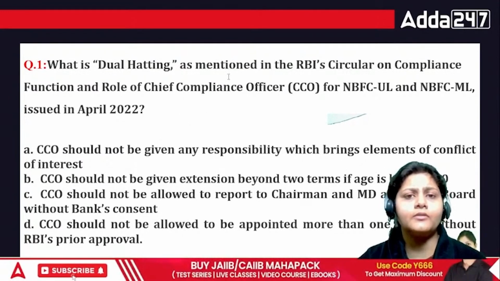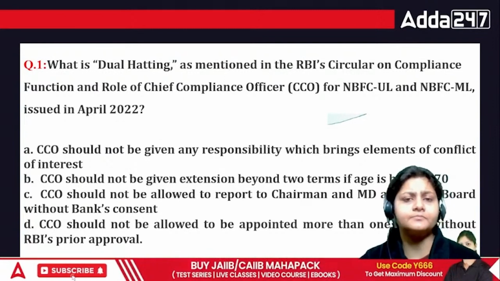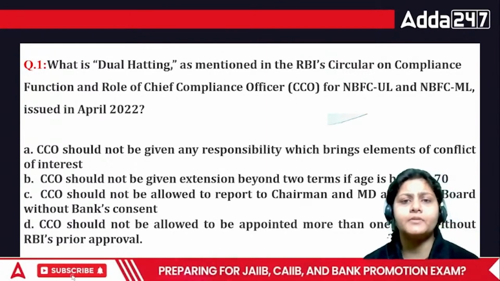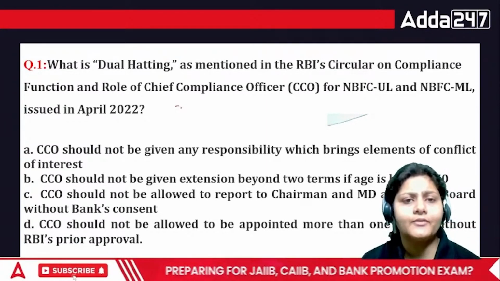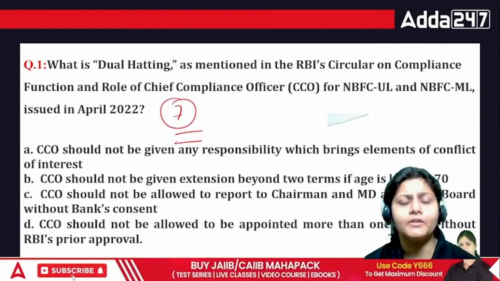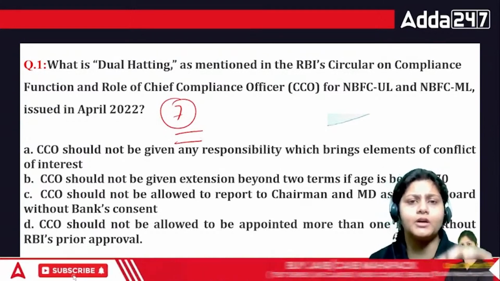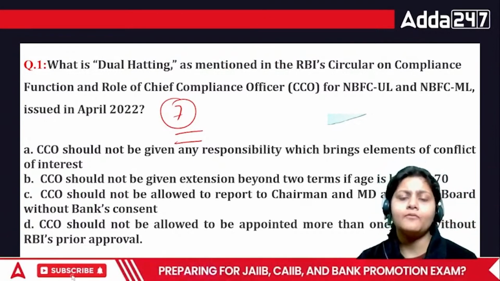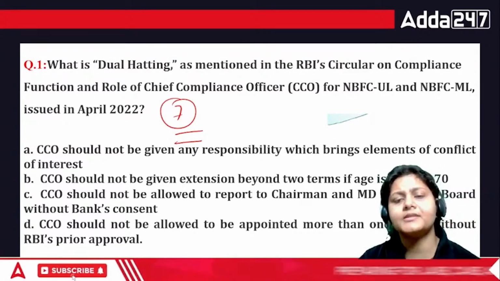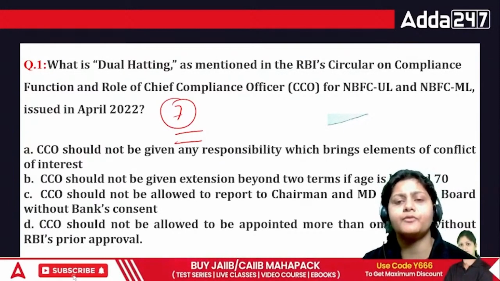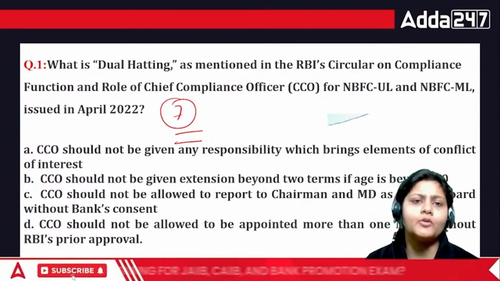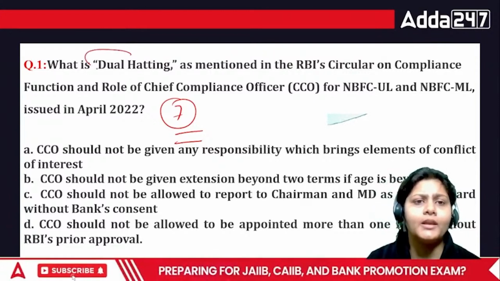In total we have around 7 chapters in Module D. All the chapters are very important, and this module covers the definition of compliance, what is compliance risk, what is compliance testing, and what is the meaning of fraud and vigilance in the bank. So when we are talking about the first question, that is dual heading.